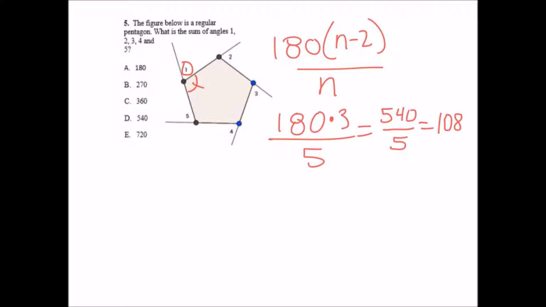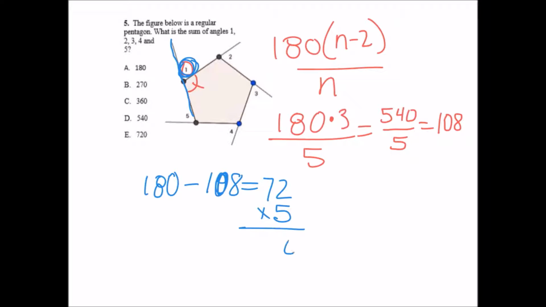So you want to find the measure of the outside angles. It's going to be 180 degrees, which is the measure of this whole line here. And then take away the 108 that you just found, and that leaves you with 72 degrees as the measure of one of these angles. Multiply that by the 5 angles it's asking you about, and you get 360 degrees. The correct answer is C.